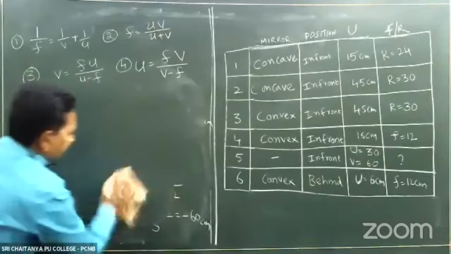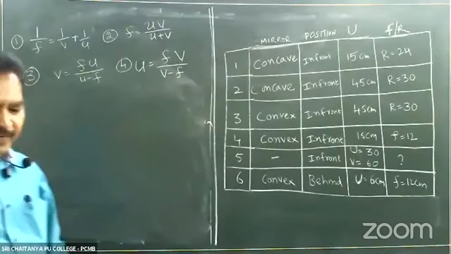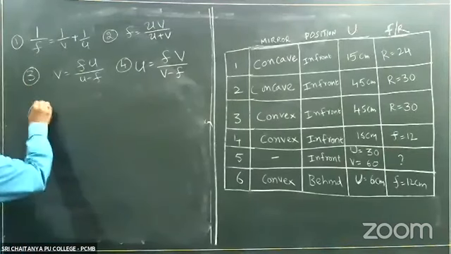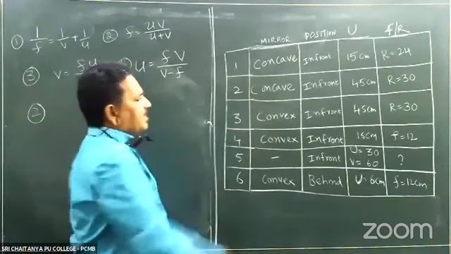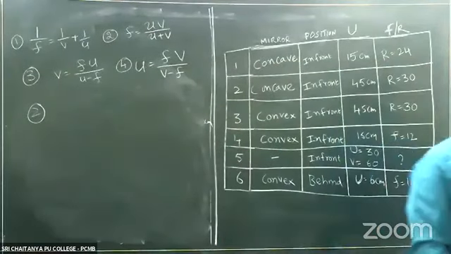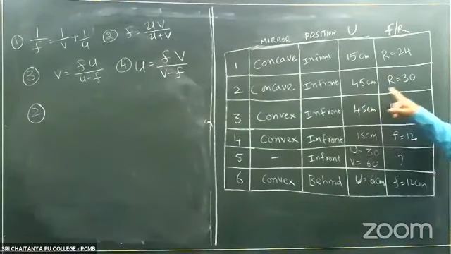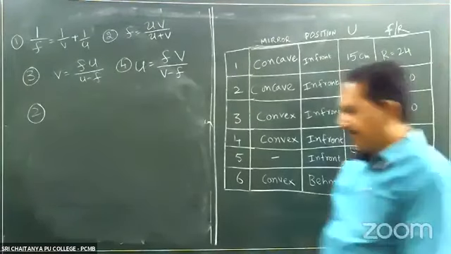Second problem. How to approach: if you have completed the first, go to the second, third. Second problem, if you are able to do it. Otherwise, wait. Concave. Object is kept in front of the mirror. Object distance 45 centimeters. Radius of curvature 30 centimeters. Draw the simple diagram.